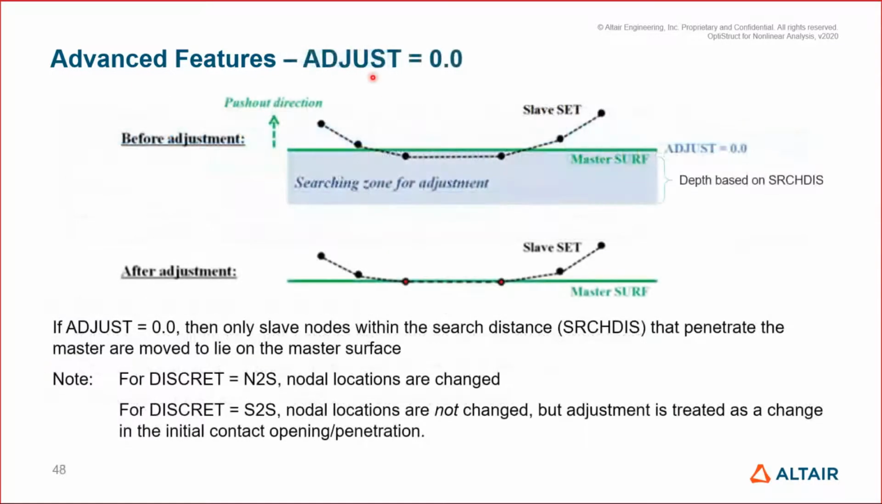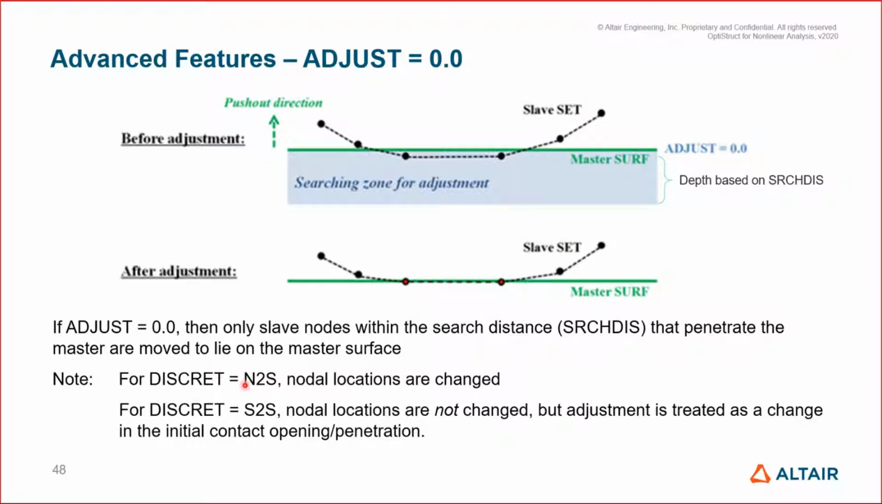You can set adjust equals to 0. If adjust equals to 0, we will search if there are any nodes that are in penetration, we will move them back up. Okay, that's it. So if there's any initial penetration, we will move those nodes back up to touching condition. Okay, and this is going to be strain free. That means there's no initial strain. Moving back up won't cause any additional stress here. These are zero strain here.